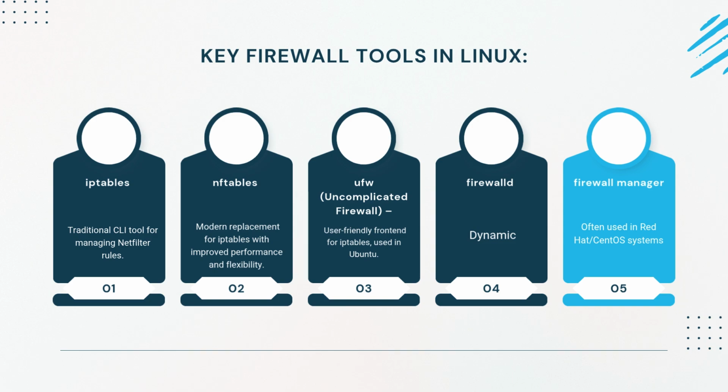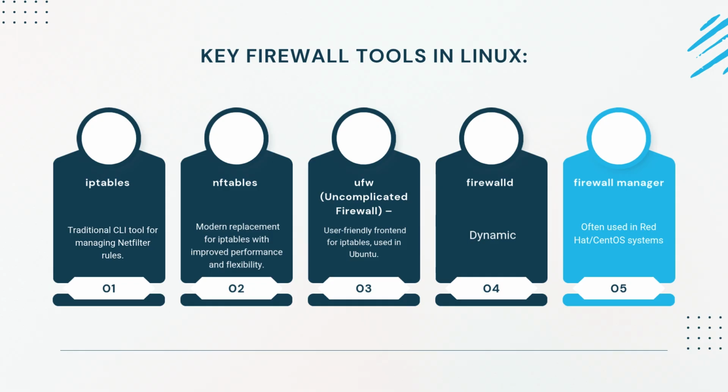Let's start with the classic iptables. This has been the go-to firewall tool in Linux for a long time. It's powerful and flexible, but the syntax can be a bit complex, especially if you're new to command line work. With iptables, you define rules for how the system handles network traffic, what gets allowed, what gets blocked, and under what conditions. It's a bit like building a list of who can knock on your door and when.